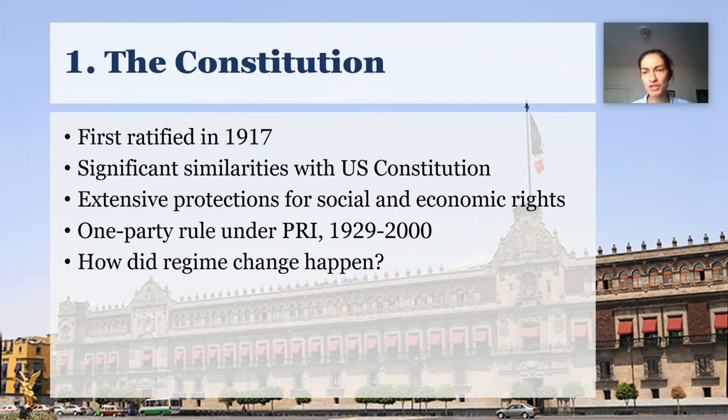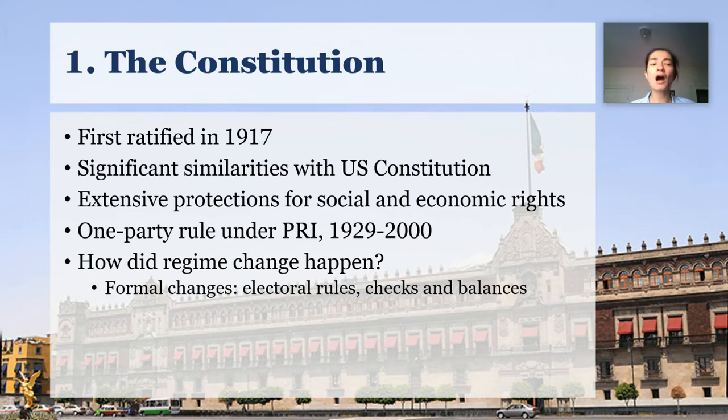Instead, regime change is going to come about. This transition from one party to multi party democracy is going to come about through a combination of formal and informal changes. On the formal constitutional level, in terms of amendments to the Constitution and changes to Mexico's written laws, you're going to see the electoral rules change in a way that's going to make legislative elections much more competitive, much harder for a single party to dominate.